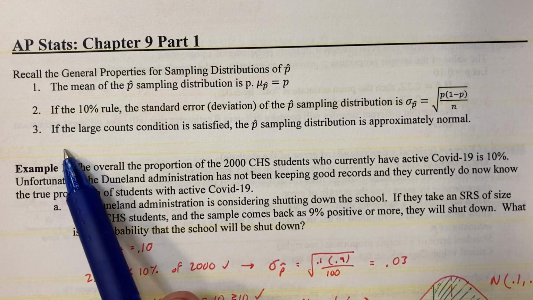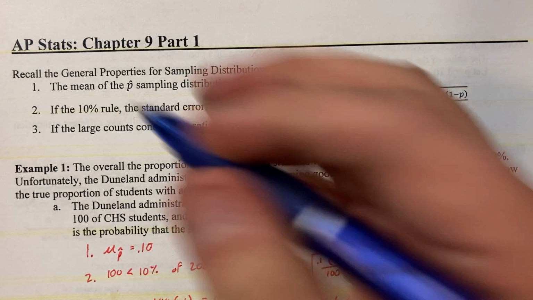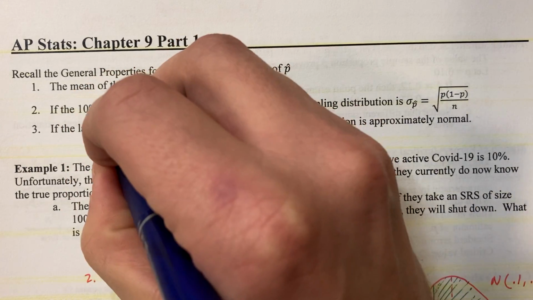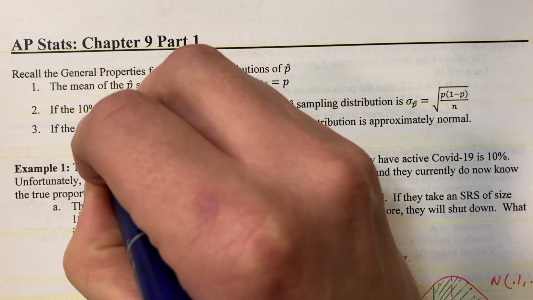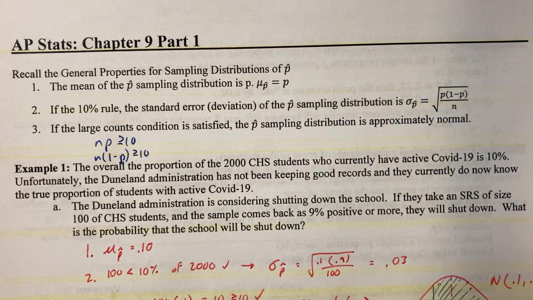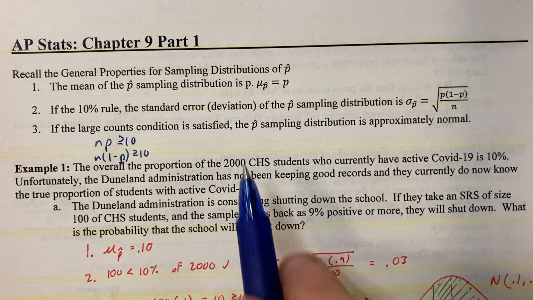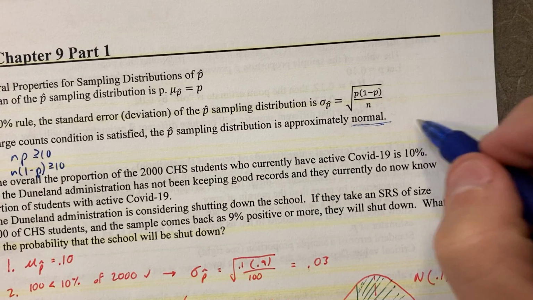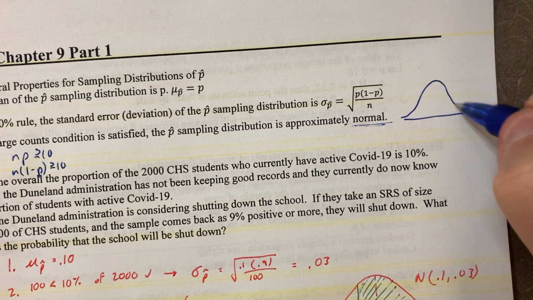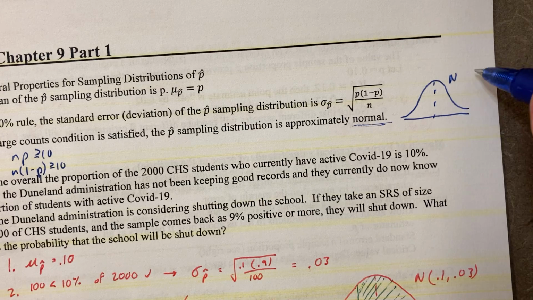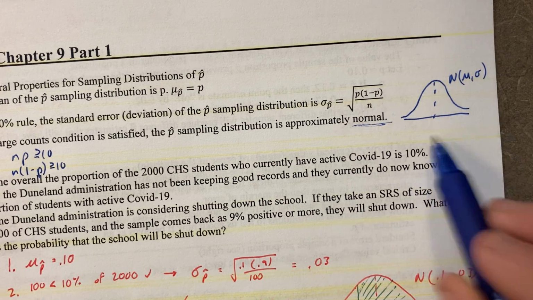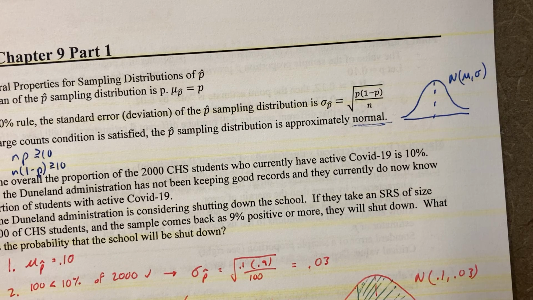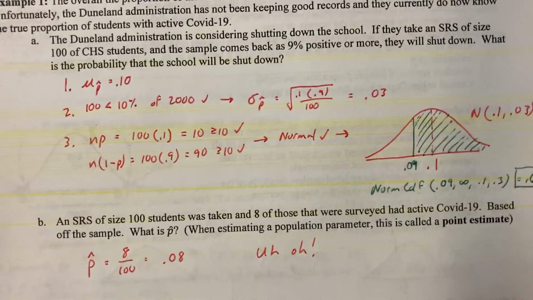And then if the large counts condition is satisfied, if you remember, NP has to be greater than or equal to 10, and N times 1 minus P has to be greater than or equal to 10. If that condition is satisfied, then we can use a normal distribution for our samples. We can set up our samples with N mu like that, and use norm CDF and stuff like that to find probabilities.